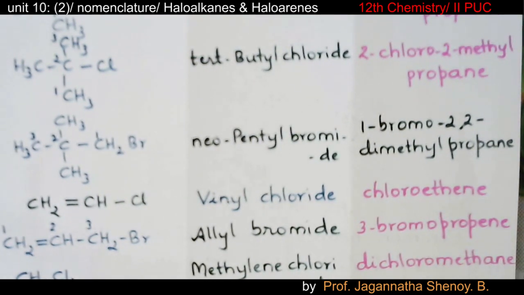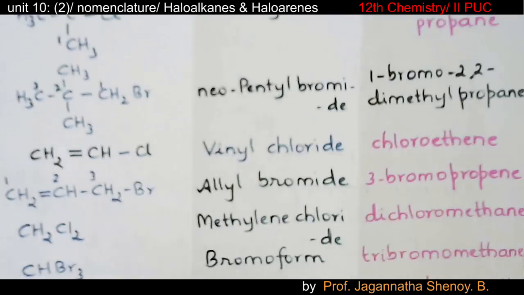You know that a double bond always gets priority over any substituent. That is why the carbon atom involved in the double bond should get the lowest number. So we start numbering from left to right, 1, 2, and 3. On the third carbon atom, we have a bromo group. So 3-bromopropene, prop-1-ene or propene.